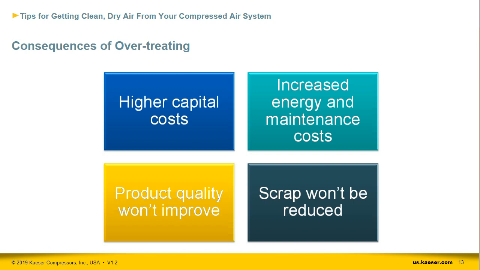You know, really, putting in redundant systems is probably your best hedge against failures or product quality issues moving forward, as long as your air quality is set correctly with your dryers and filters.